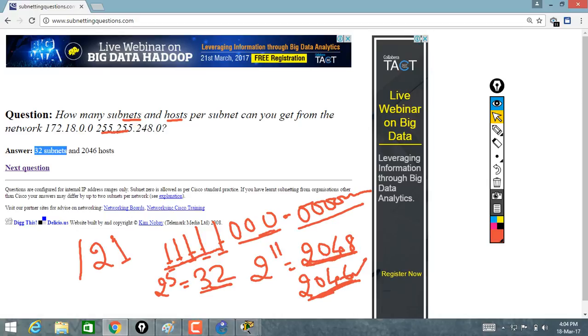See, 32 subnets they have written. This is what I have done here. 32 subnets and 2046 valid hosts. They have asked just hosts, so actually the answer should be 2048. But per subnet means it is valid hosts only they are asking. So the answer is 2046 valid hosts.